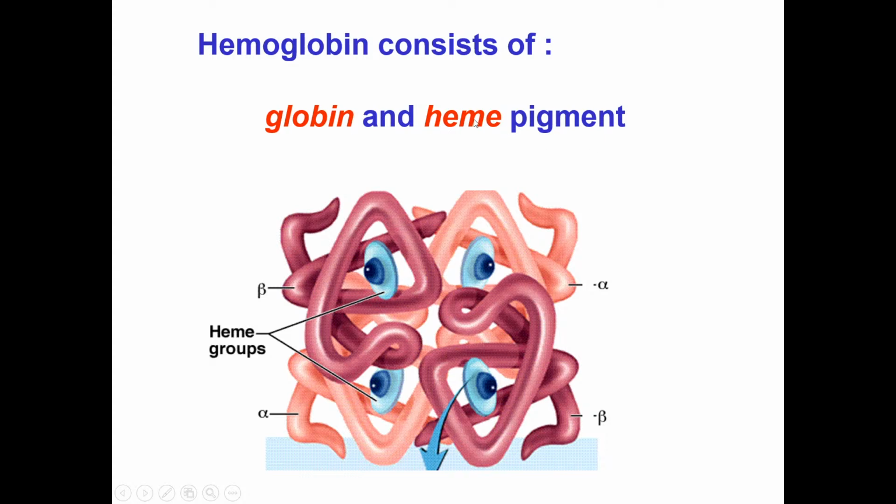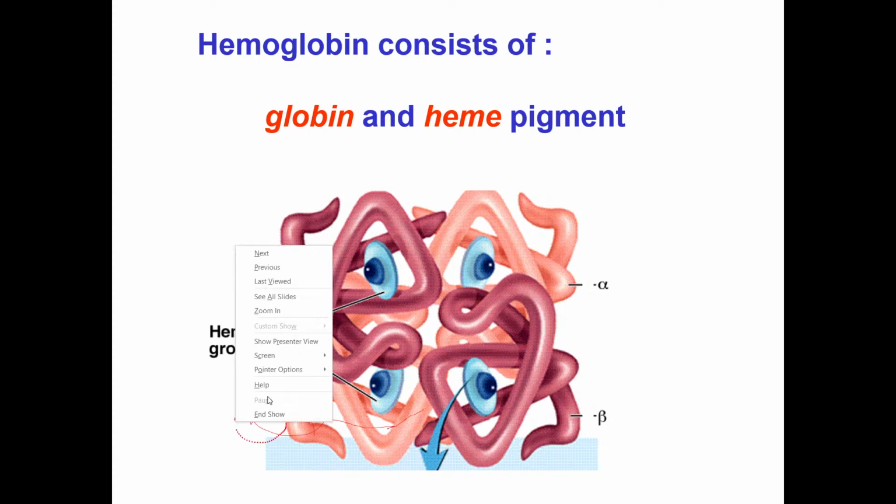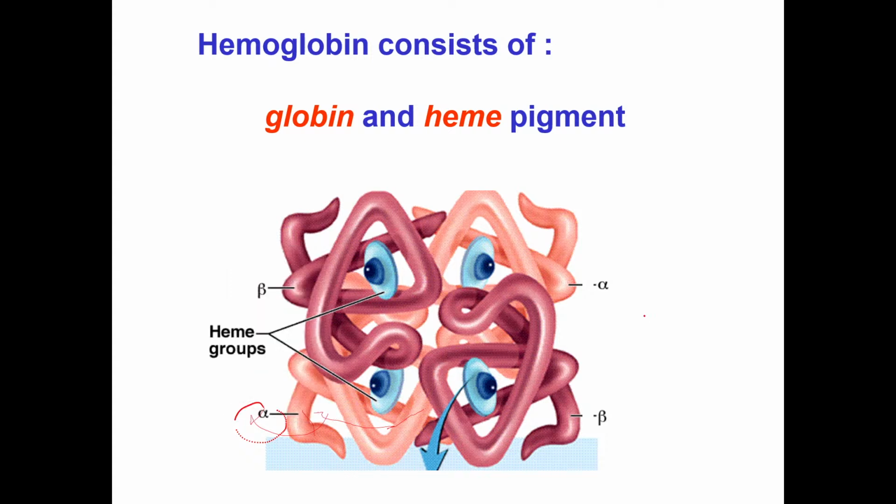The heme portion carries the iron element, whereas the globin portion is made up of 4 polypeptide chains, which are designated with the name alpha chain. Alpha chain is there, beta chain, alpha chain is there, you may see, beta chain is there, and there are 2 alpha chains and 2 beta chains in the hemoglobin molecule. Overall, there are a total of 4 polypeptide chains or protein chains in the globin portion of hemoglobin.